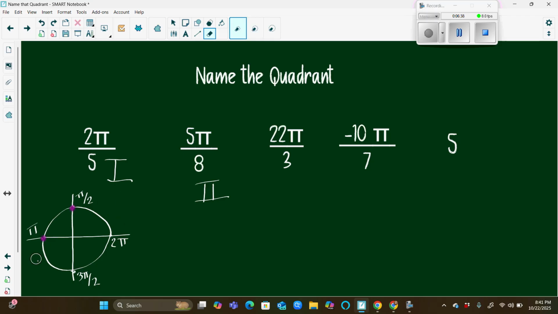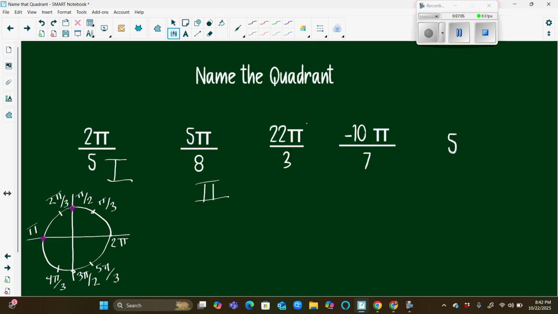Okay? Now let's take a look at 22 pi over 3. Let me erase some of the stuff over here. Okay, 22 pi over 3. Now we know that on our unit circle, values over 3 are on the circle. So for instance, right here we would have pi over 3. Over here is 2 pi over 3. Down here we have 4 pi over 3. And over here we have 5 pi over 3.